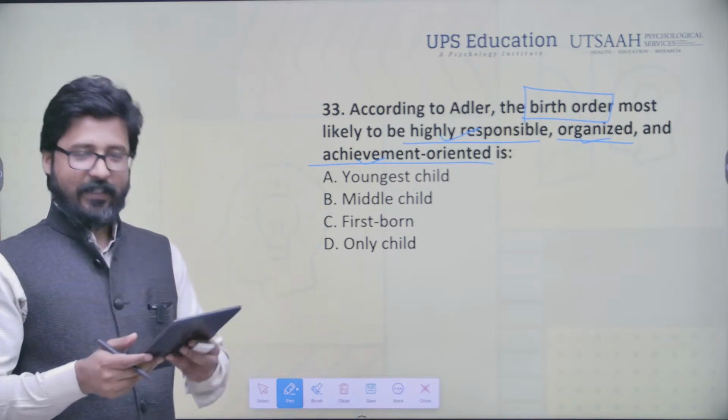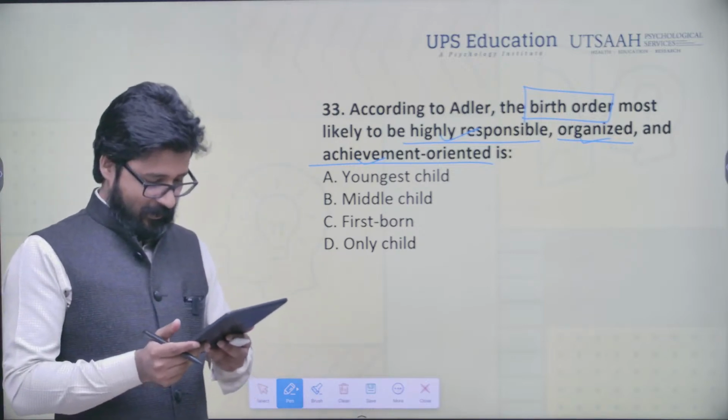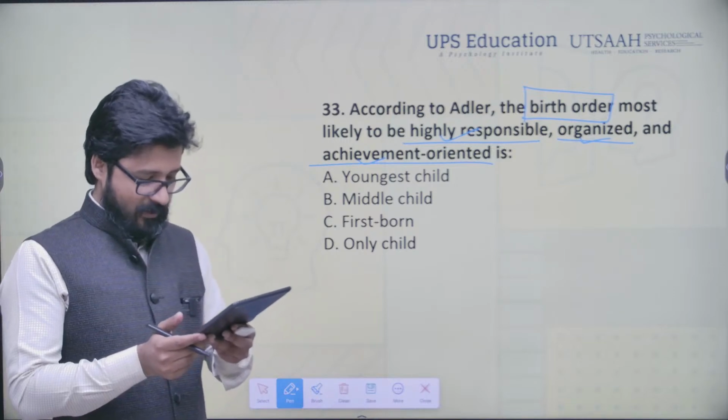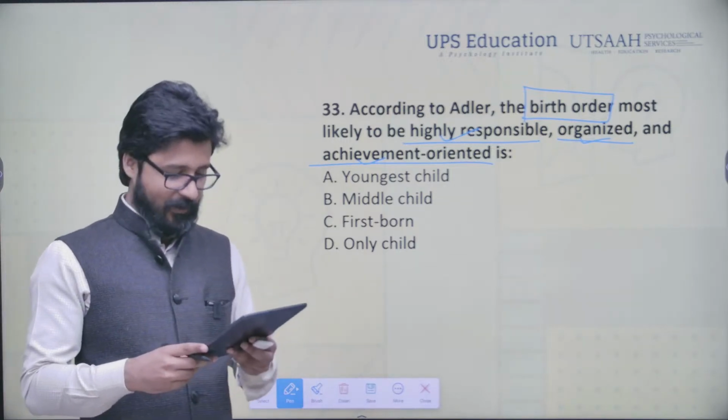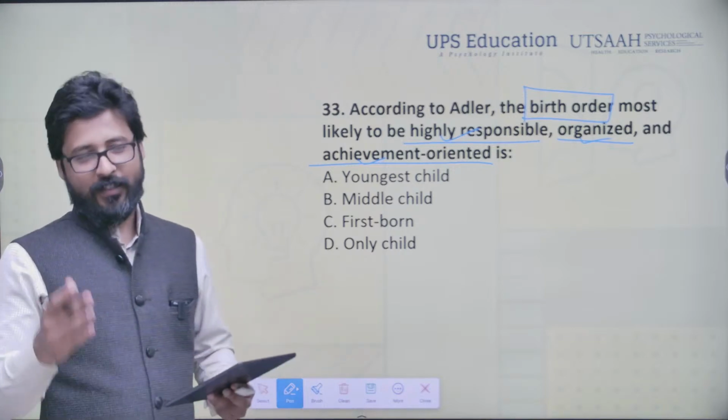Okay, yes, Nikita, you are correct. Adil, yes, well done. Anukriti, yes, correct, right. Roshan, yes, you are right.